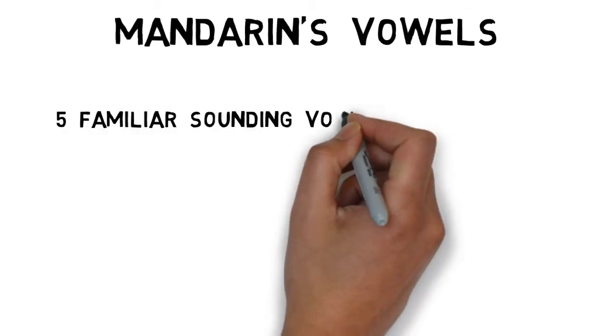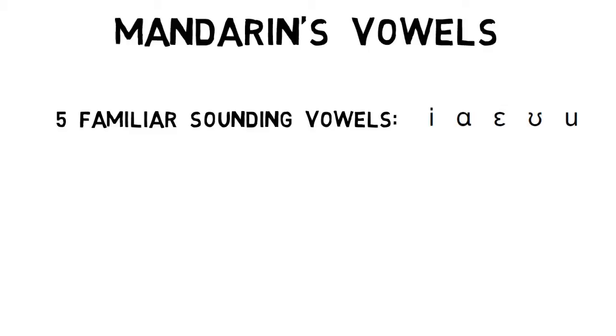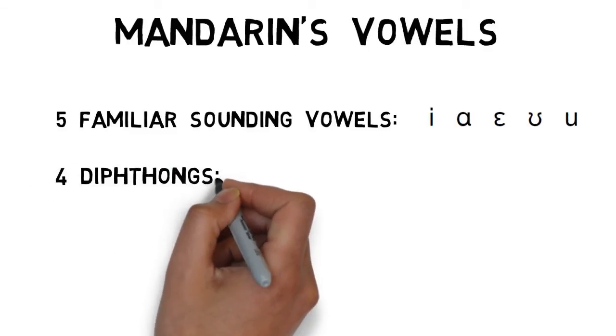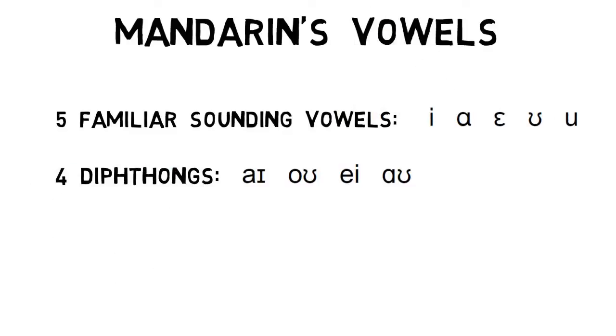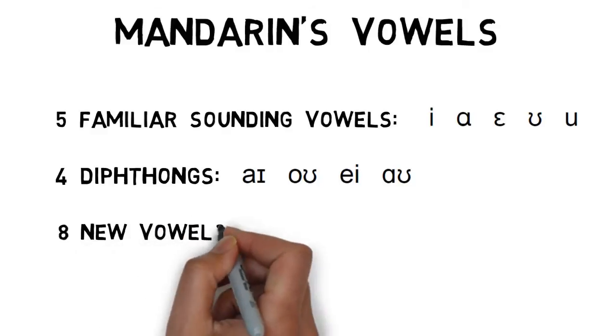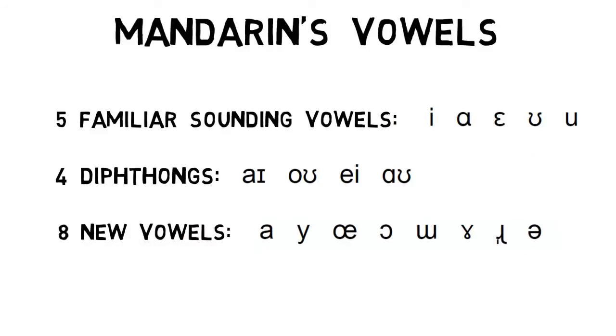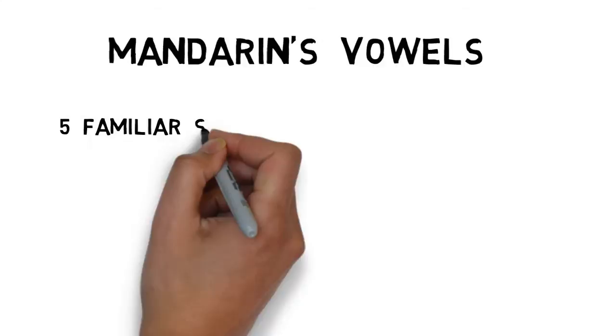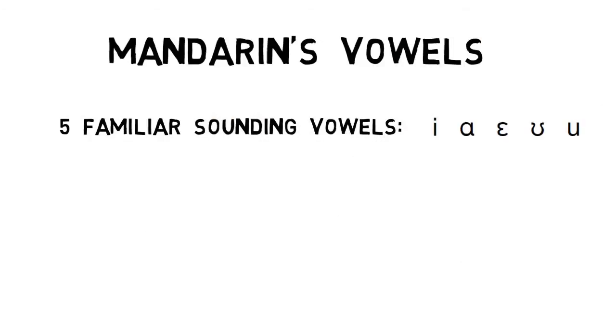Hi. We're going to break this discussion up into a few parts. First, we'll talk about 5 relatively familiar sounding vowels. Then we'll discuss a few familiar sounding vowel combinations, known as diphthongs. And last, we'll cover 8 vowels from Mandarin that will be relatively new for English speakers. So 5 of Mandarin's vowels are going to be relatively familiar for English speakers. The greatest challenge is going to be remembering the IPA symbols.